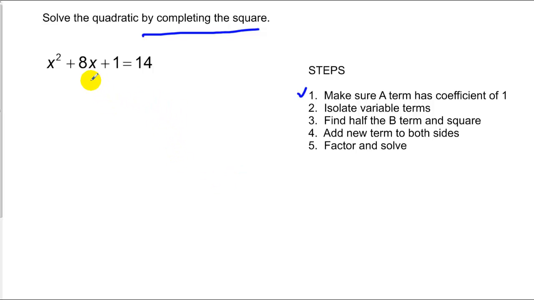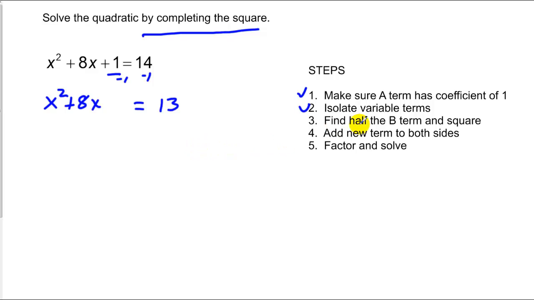Then we want to isolate the variable terms. Well, right now I have a 1 with these variable terms, so they are not isolated. So let's go ahead and do that by saying x squared plus 8x is equal to, and I'm going to subtract 1 from both sides, so that equals 13. So now I've done the second part of this list.